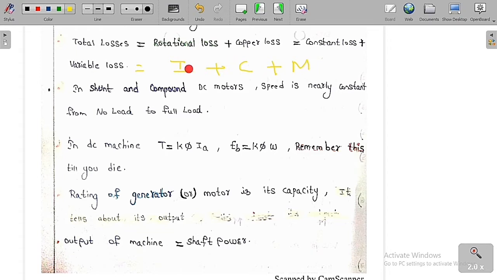But the combination of the iron loss and mechanical loss is called the rotational losses, or simply we can also call it the stray losses. Therefore, rotational losses plus copper loss is nothing but total losses, or simply constant losses plus variable losses.